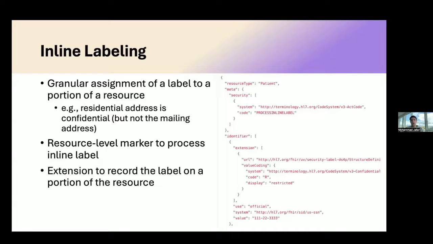So this requires some kind of sub-resource labeling at a portion level. And the mechanism designed in the FHIR DS4PIG is to use a resource level marker that there are inline labels, to trigger basically that deeper inspection of the resource, and then use an extension to record the label in the corresponding portion of the FHIR resource.